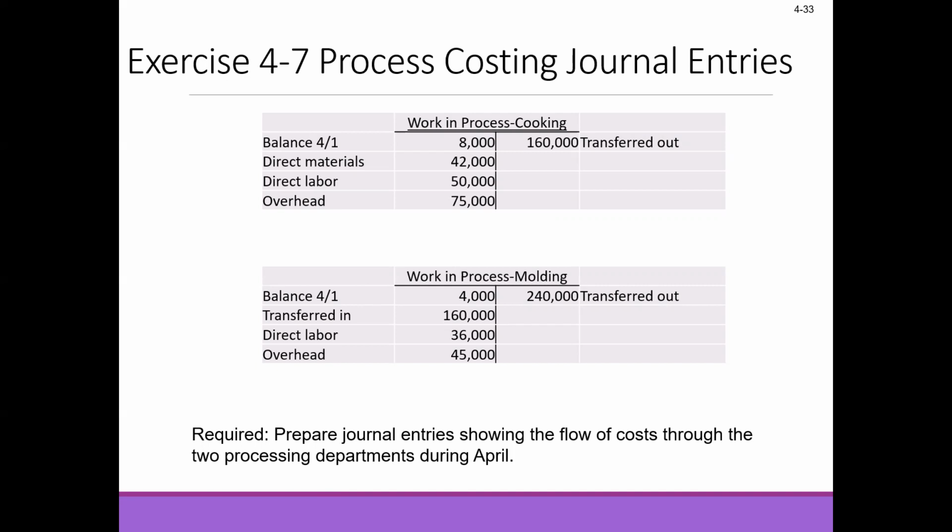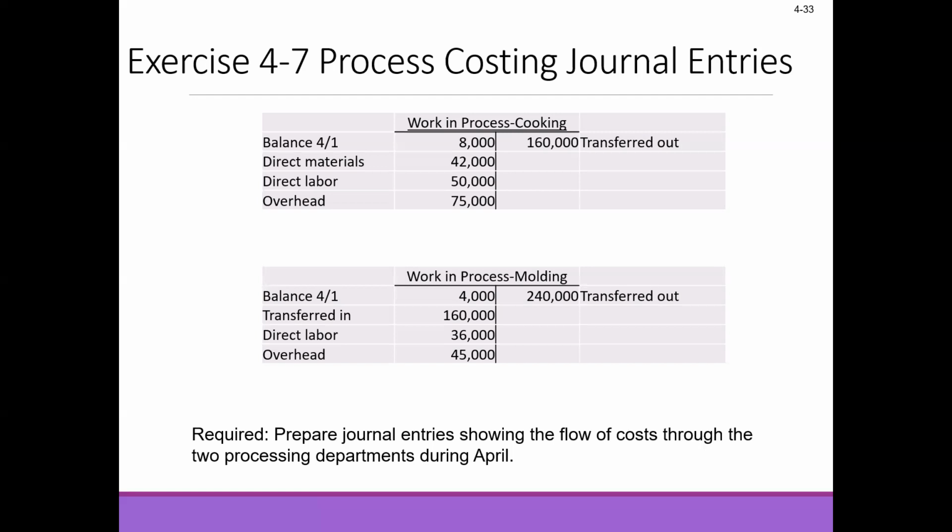Then the molding department began the month with 4,000. It transferred in from the cooking department 160,000. It added its own direct labor and overhead, and it transferred out 240,000. And it has left in it about 5,000, doesn't it, roughly?